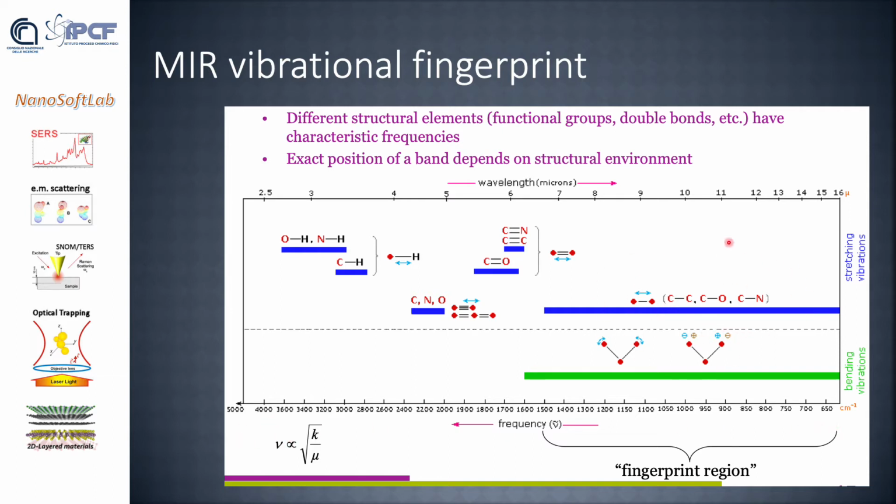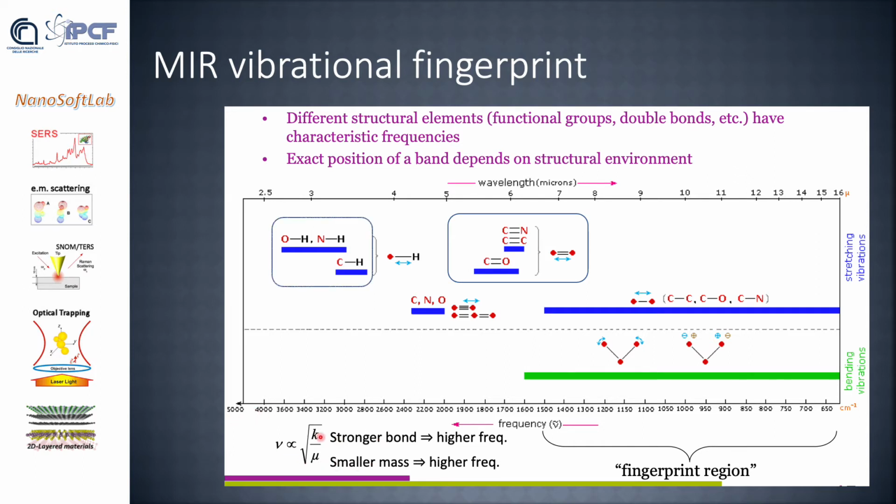We have here at lower energies the C-C single bond, here the C=C double bond around 1600 or 1700, and what is important to note is that since the frequency is proportional to the square root of the force constant of the oscillator, stronger bonds correspond to high frequency. As well, since nu is inversely proportional to the square root of mu, the mass, smaller masses correspond to high frequency, and that's why here in this region at high energy, we have the C-H, O-H, or N-H vibrations.